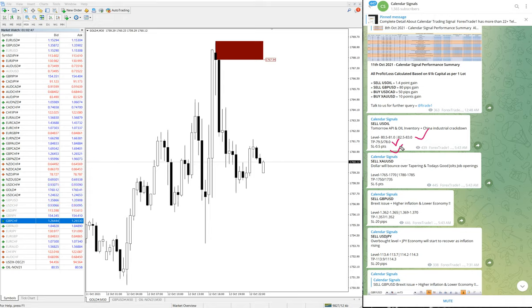For each and every signal the levels are given, and you can check the time also. That's 5:43 a.m. GMT for each signal, and USDJPY 7:31 a.m. For XAUUSD, the first level is 1765 and 1770, and the second level is 1780 and 1785. SL will be 5 points, and the TPs are 1750 and 1735.